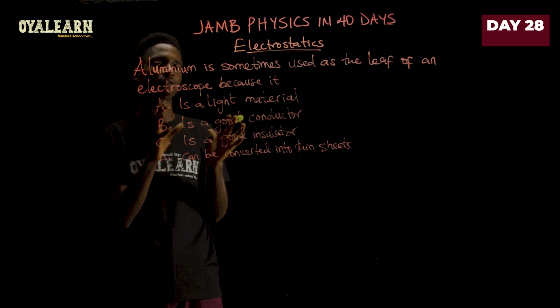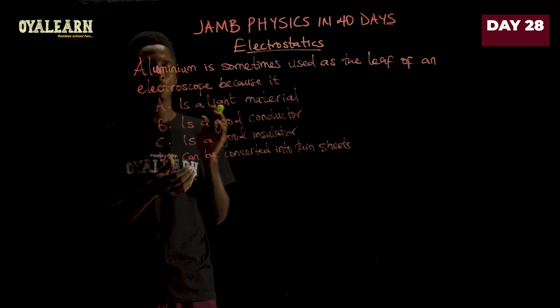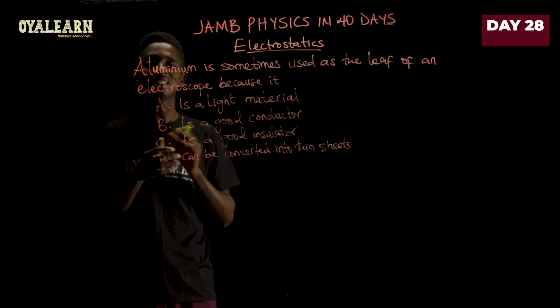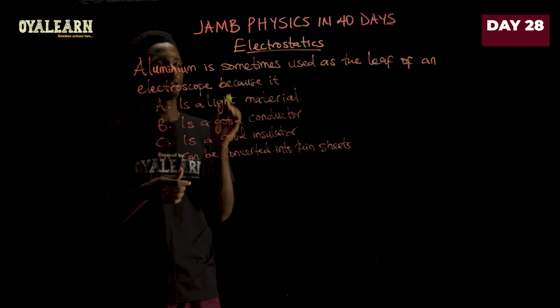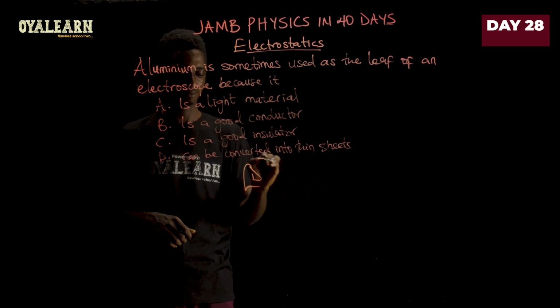The reason that we have to go for in a question like this is not because of its conductivity, but rather because it can be converted into thin sheet, which actually describes its malleability. So the correct option for this question is D.